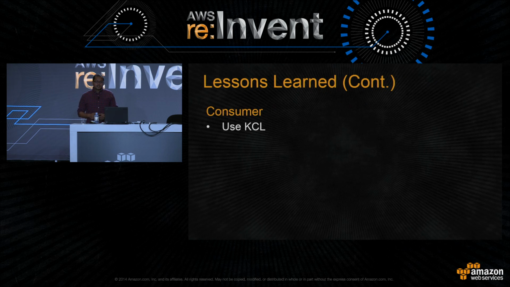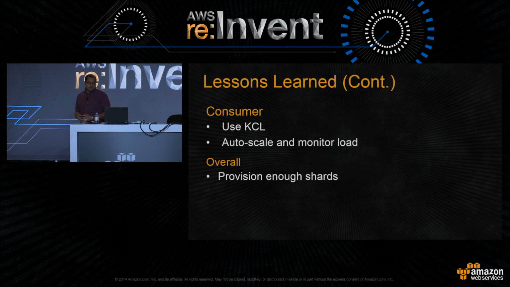The lessons we learned for the consumer side: use KCL whenever possible. It makes communicating with the shards and resharding very easy. Auto-scale your consumer group and monitor the load constantly, so you can add more stream capacity as needed. And overall, provision enough shards ahead of time, so it can take any peaks in your data.